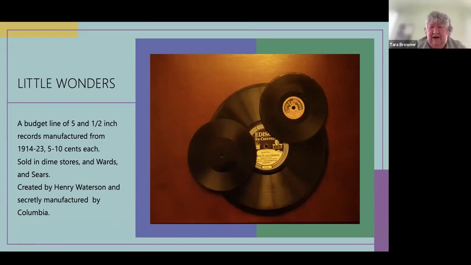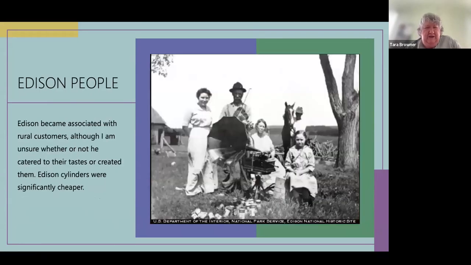And, you know, I'm going to have to look into them a little bit more, because right now I'm looking kind of into the economics of records and what they cost.